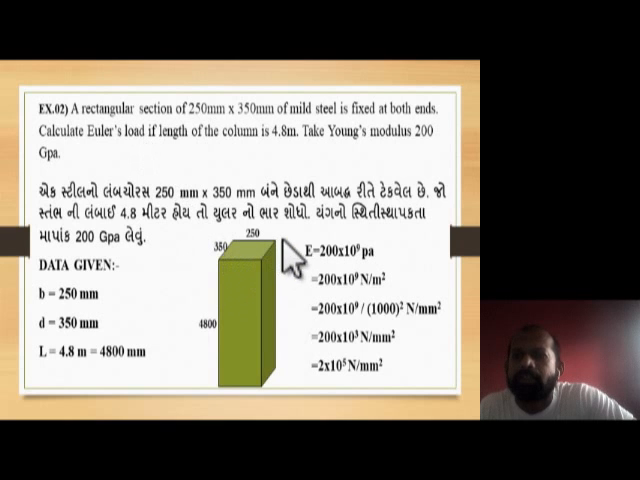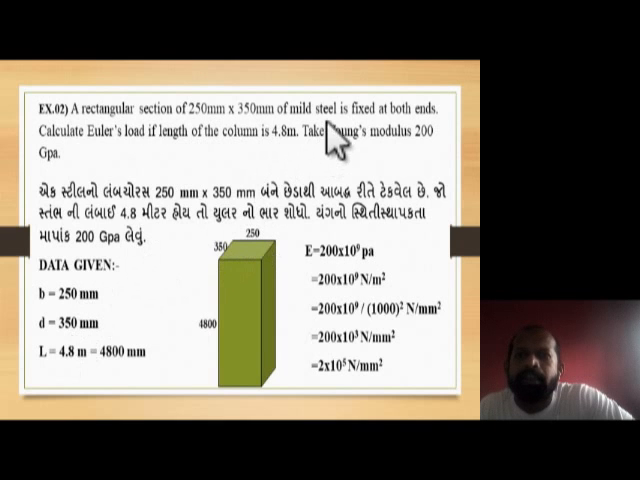which has a rectangular cross section. The data given in the example is a rectangular section of 250 by 350 mm of mild steel, fixed at both ends. So the column's cross section is rectangular. Its breadth is 250 mm and depth is 350 mm. So B is equal to 250 mm and D is equal to 350 mm.